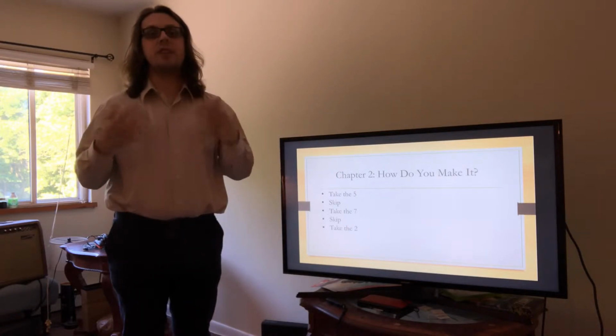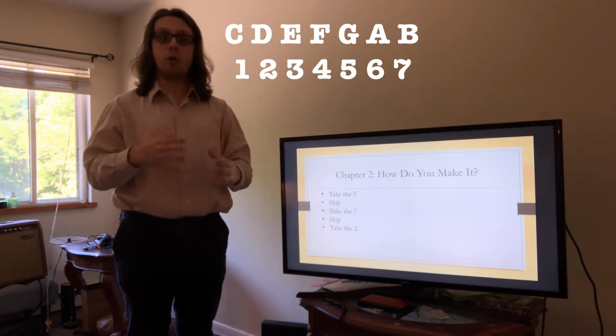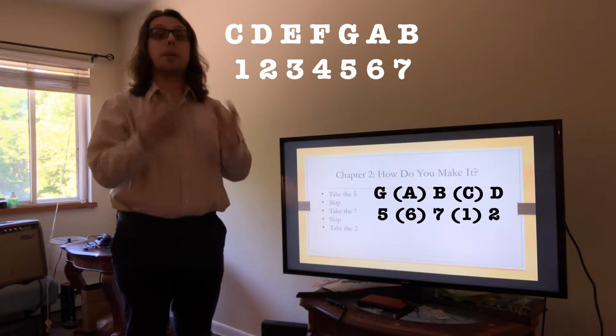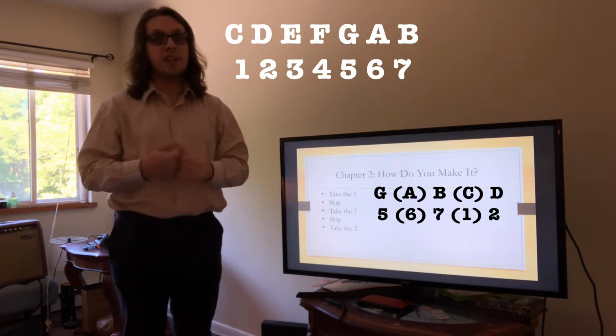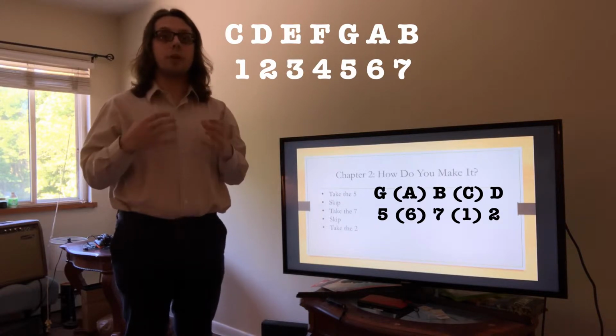Well, if we're in the key of C, C, D, E, F, G, A, B, we're gonna start on the 5 chord, G, take that note, skip the next one, which is A, and then take B, skip the next one, which is C, and then take the D note. So we have G, B, D as our dominant chord.